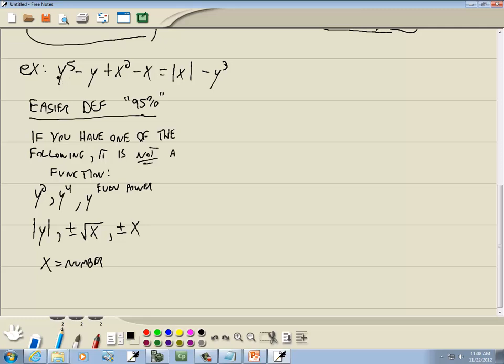Okay, if I come up here, y to the fifth, that's okay. We just can't have y to an even power. Y to the first, that's okay. X squared, that's fine. X is fine. Absolute value of x. Well, we said we can't have absolute value of y. Absolute value of x is okay. And y to the third power is okay. So this would be a function. Probably. Sometimes when you make them really hideous, they don't come out as functions.